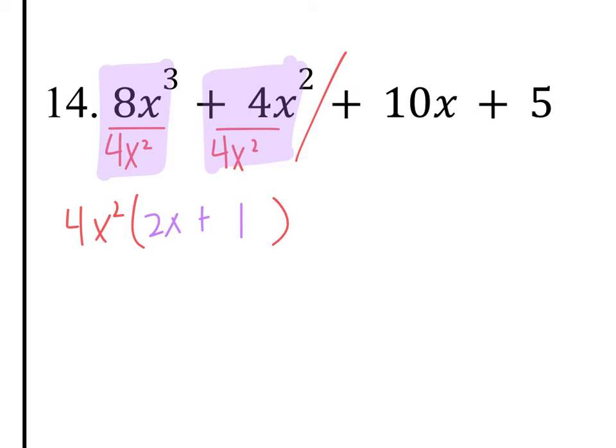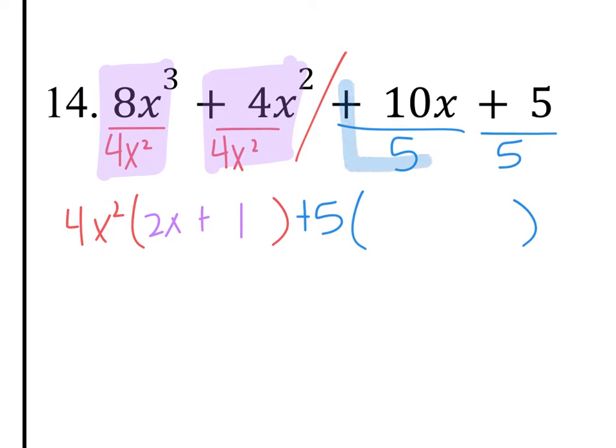Okay, now I can go look at the second set of terms. I've got a positive 10x, a positive 5. I can only take out a positive 5 from both of those. And when I take that out, 10x divided by 5 will give me not just 2, but 2x. And then 5 divided by 5 gives me plus 1.